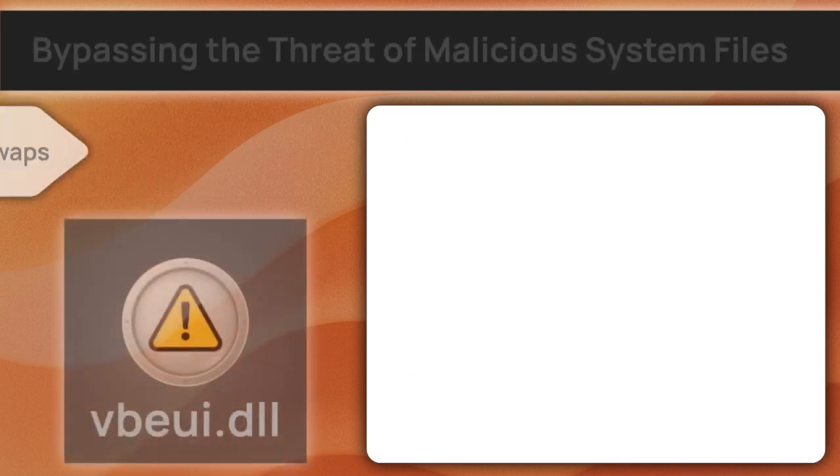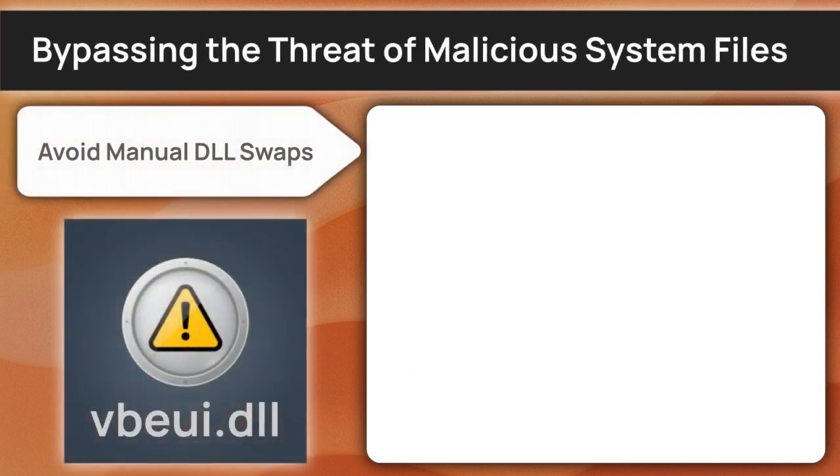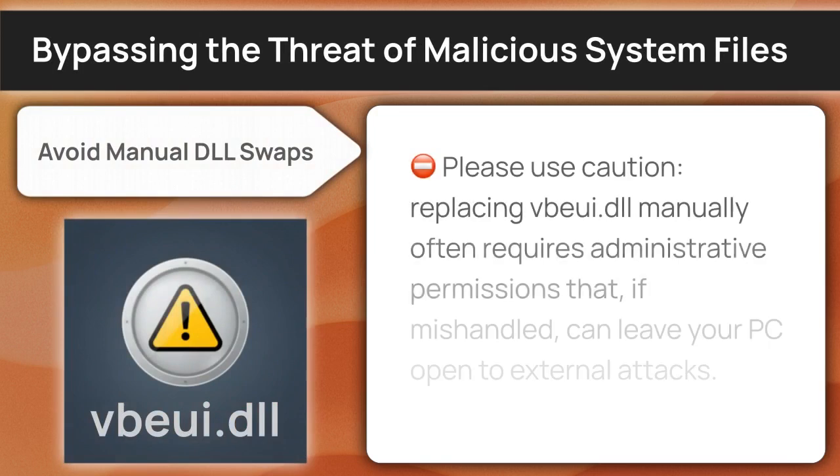Before we finish, let's go over the professional protocol for sourcing essential system libraries. Replacing VBA UI Library without a proper engineering protocol can lead to DLL hell, where multiple versions of the file conflict and paralyze your OS.